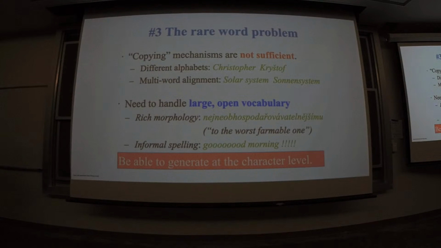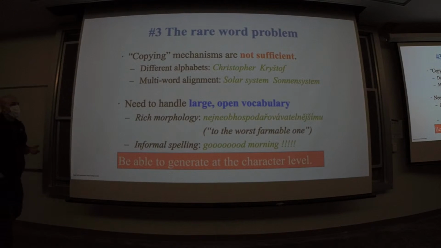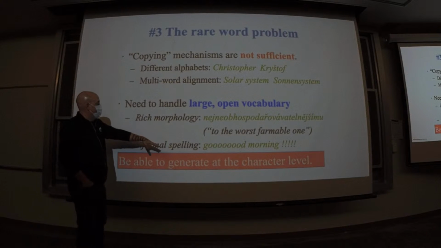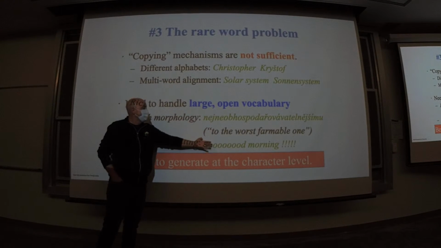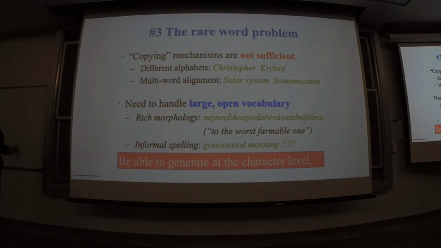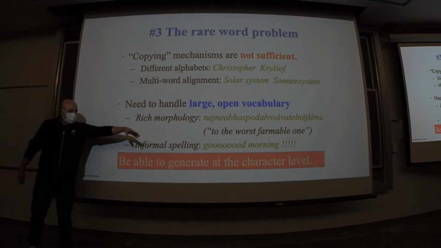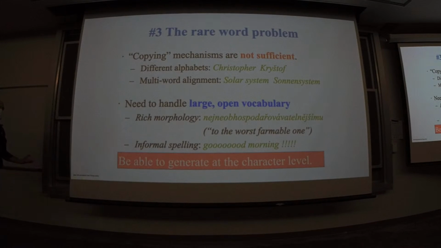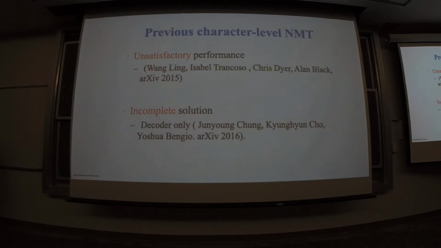And in general, there are some languages where the vocabulary is actually quite open. You can create a whole bunch of words that would never exist in a dictionary, but are nevertheless grammatically correct words. Also informal spellings, informal uses of punctuation, things like that. We want to be able to deal with those. So one way is to generate a character level translation when it appears that we need it.